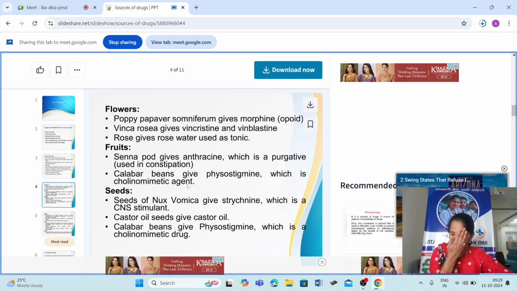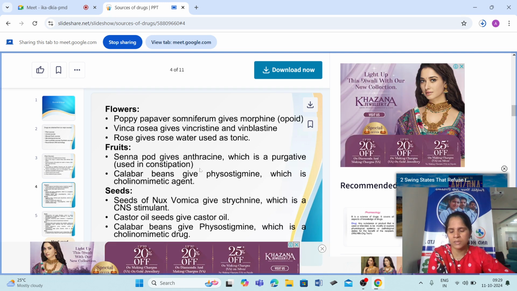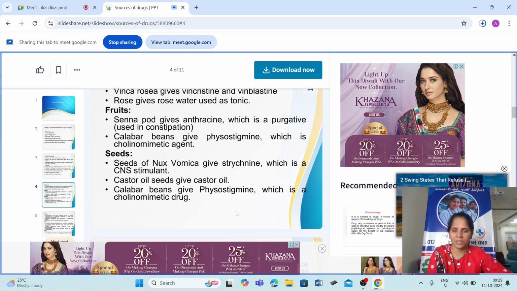Cholinomimetic agent means it works as an agonist to the cholinergic system. We have two systems in the body, adrenergic and cholinergic systems. So it will be working as what? Cholinomimetic agent. And next, if you see the seed part, what kind of plants and their seeds can be used for what? Let us see.